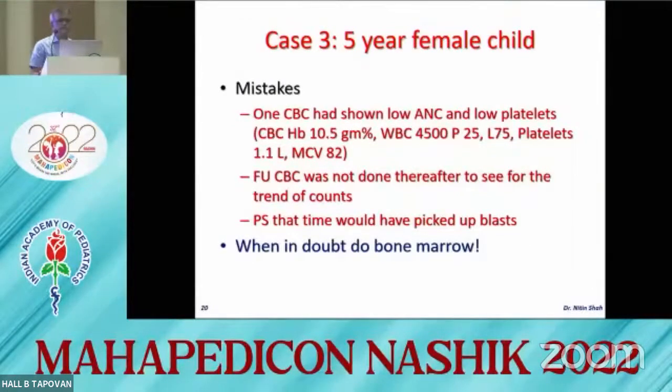So what were the mistakes? One CBC had shown low ANC and low platelets. And I repeat that 25 over 45 is less than 1200 ANC. And a platelet of 1.1 lakh should have raised the suspicion. And at least at that time a smear should have been sent to an expert. A follow-up CBC was not done thereafter to see the trend of the counts. And I repeat, repeated trends of the counts are more important than one single CBC. And a PS is of course to be seen by anyone. And when in doubt, do a bone marrow.